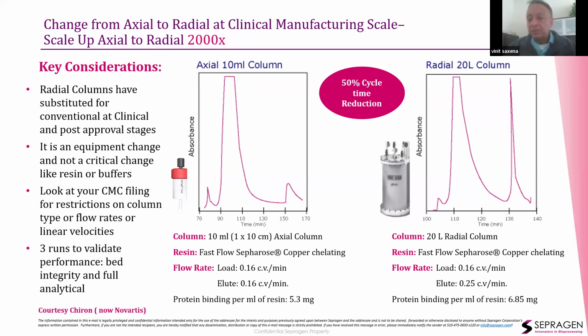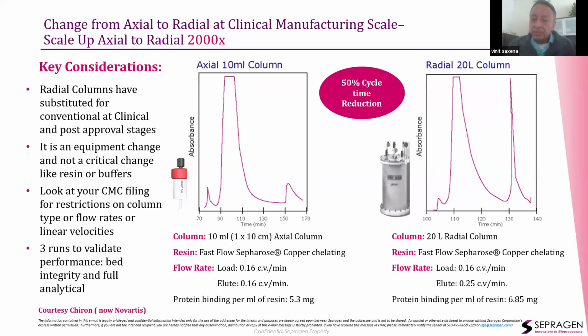The folks in their CMC and regulatory were scared of making the change in phase 2. But when we talked to them, we said, listen, it's a hardware change. The resin is the same. The elution conditions are all the same. You're just going faster. So we mark these on a small column, do the same thing on a larger column, and you check the parameters. You should be able to do 3 reproducible runs.